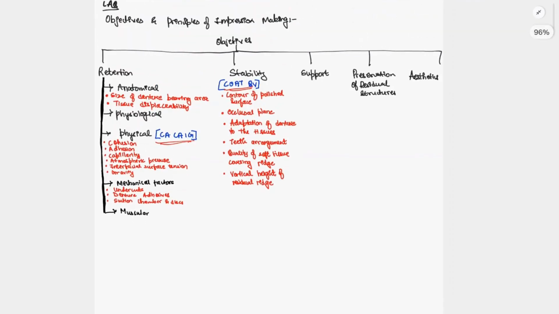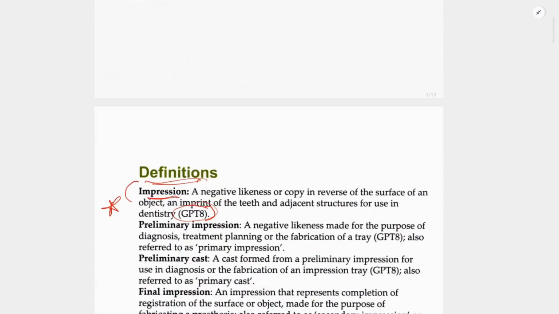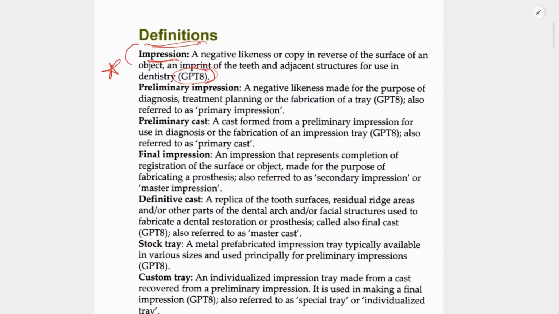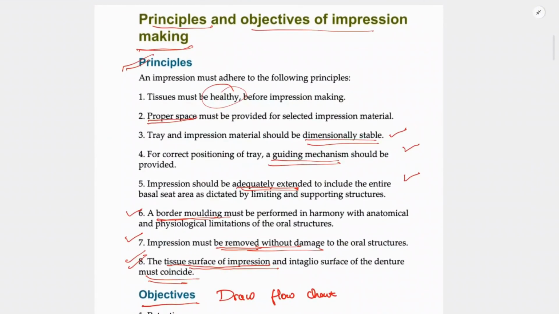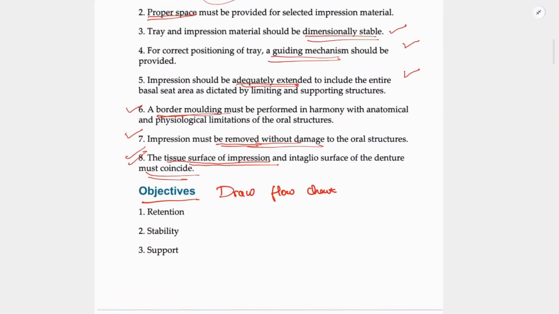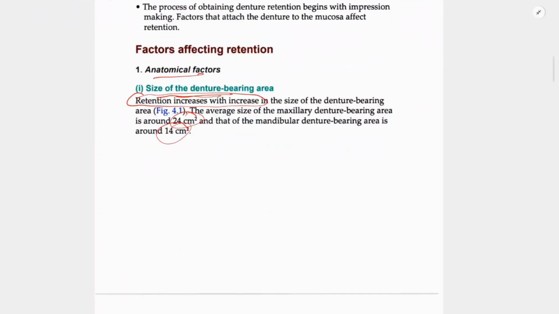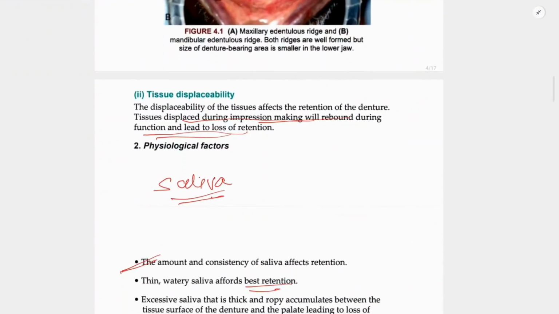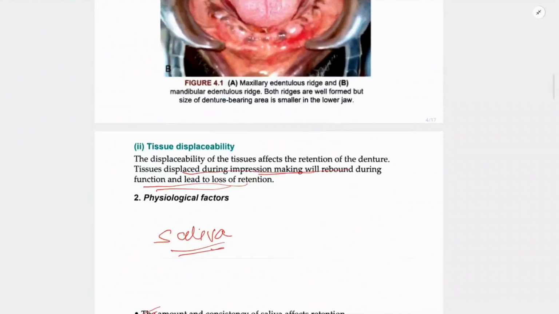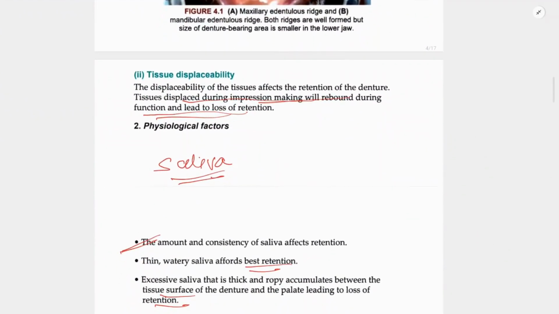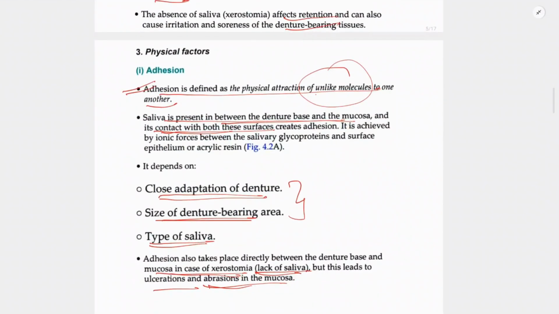So to begin with LAQ, first draw the flow chart, then write the definition of impression, which is very important. Learn all the principles because all the subtopics of the objectives are indirectly related to principles of impression making. Start with retention, the definition of retention. Write all the factors affecting retention with the proper keywords. Remember, physiological factors has saliva, physical factors, the mnemonic CACAIG.